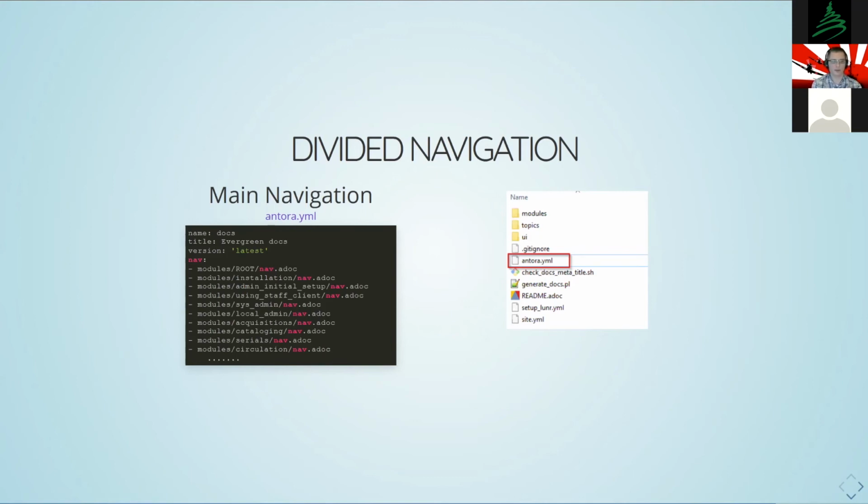And the beauty of this is that each module has its own nav, so you don't need to edit a master nav file in order to add your navigation links. You can just edit the nav for the module in which you're editing, and it will be consumed along with all the other ones and compiled to create the one big nav on the site.